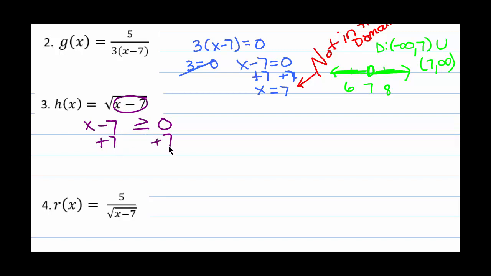Add 7 to both sides. So I have x is greater than or equal to 7. So now I just do a quick little graph here, right? I have 7 again, 6, 8. This time my 7 is included.